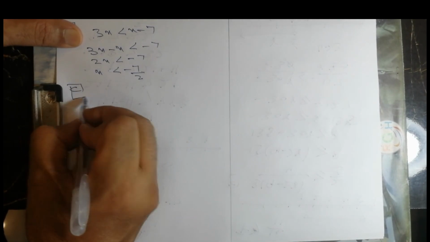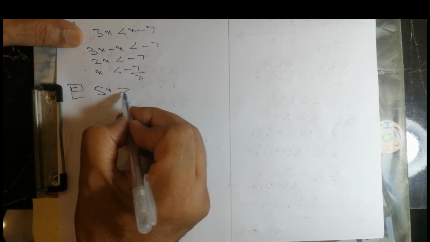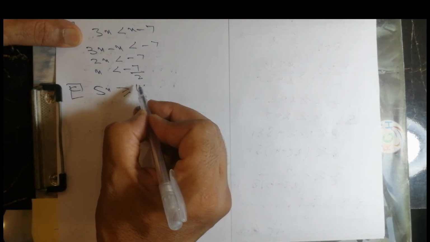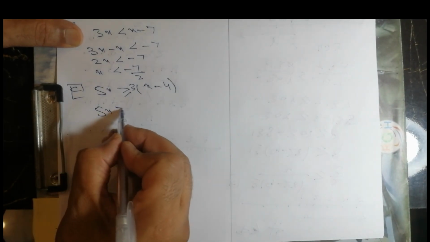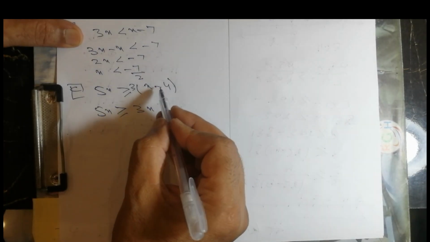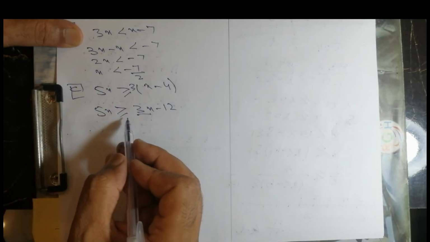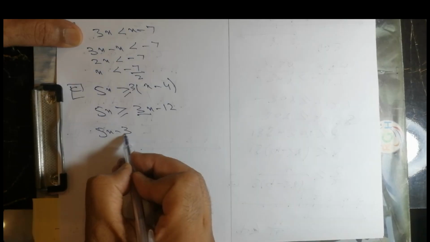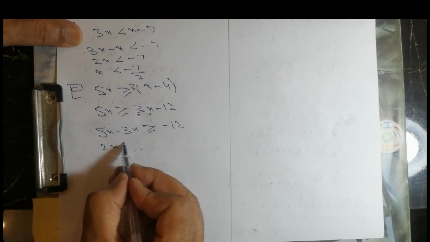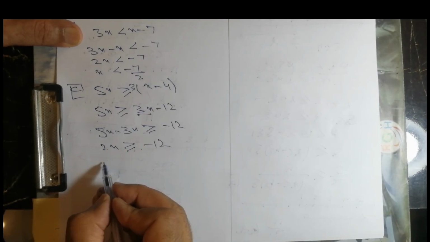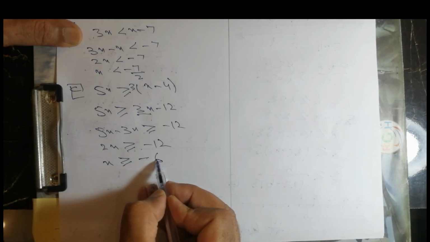Part C of this question, 5x greater than or equal to 3 into (x minus 4). So 5x greater than or equal to 3x minus 12. Shift this to the left-hand side: 5x minus 3x greater than or equal to minus 12, and 2x greater than or equal to minus 12. Dividing both sides by 2, x greater than or equal to minus 6. So this is the answer.